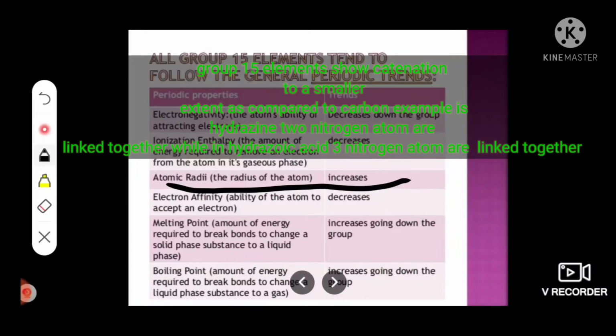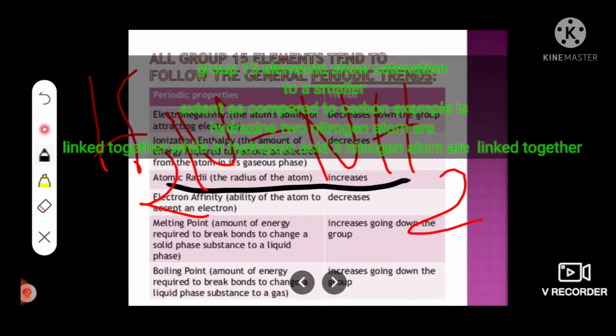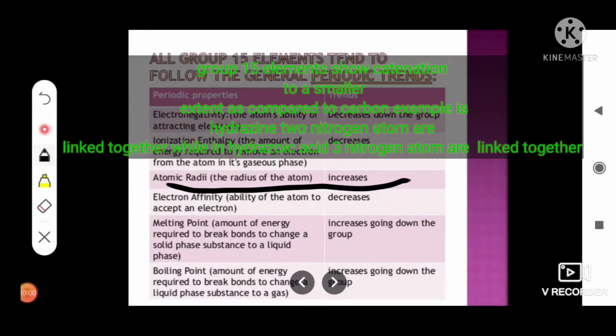Group 15 elements show catenation to a smaller extent as compared to carbon. What is catenation? It is the ability to link together to form a long chain. In hydrazine, that is H2N-NH2, two nitrogen atoms are linked together, while in hydrazoic acid, that is N3H, three nitrogen atoms undergo self-linkage.